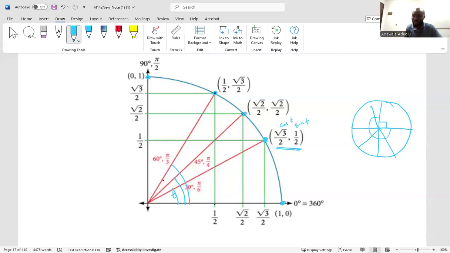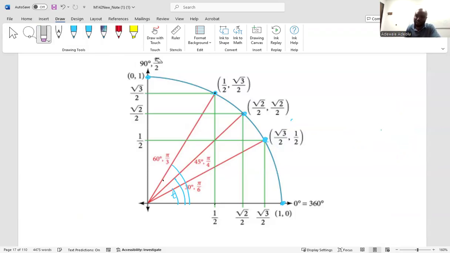For example, for any angle in quadrant 2, the x value is negative and the y value is positive. Any angle in the third quadrant, the x value is negative and the y value is negative. Any angle in the fourth quadrant, the x is positive and the y is negative. So let us see how we can make use of this idea.